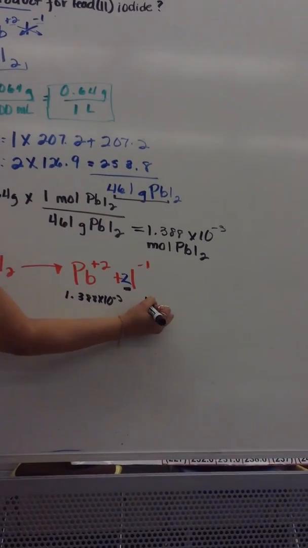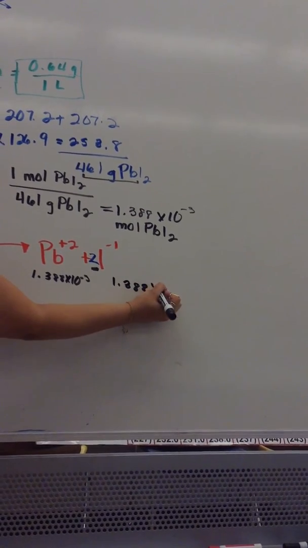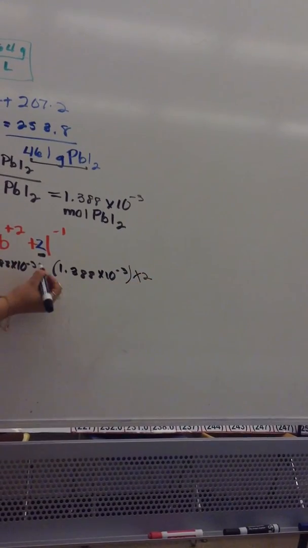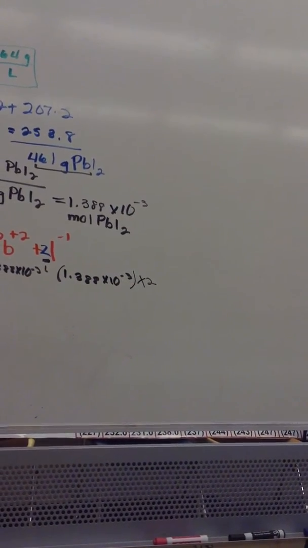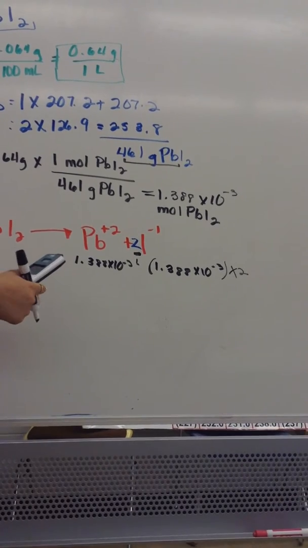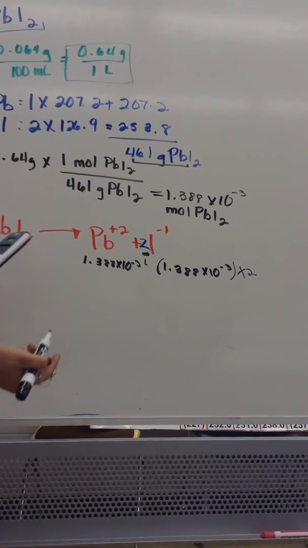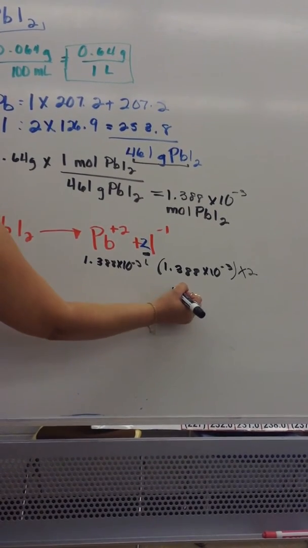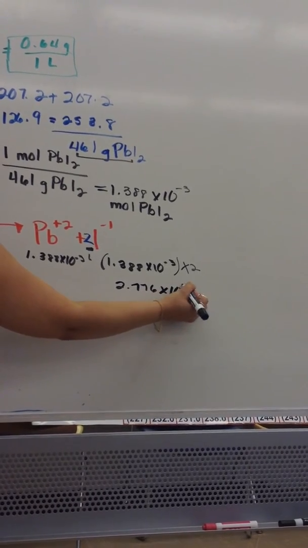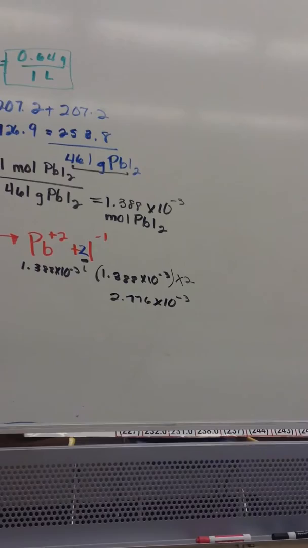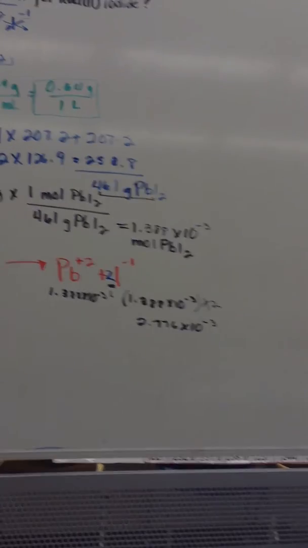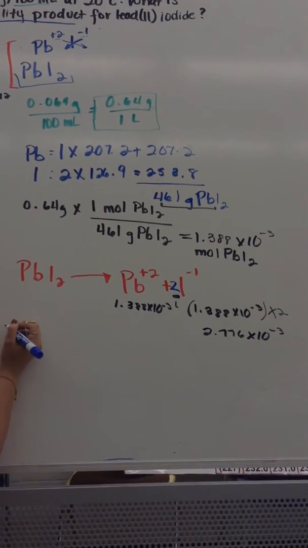So we're going to have to do 1.388 times 10 to the -3 times 2, because you have to. Plug that into your calculator. And this gives you 2.776 times 10 to the -3. Now that you have that, since it's a solubility product, you will go ahead and use the formula for KSP, since this is for solubility.